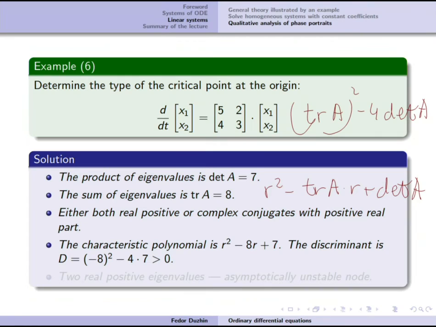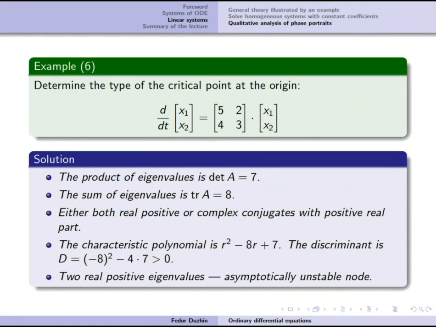So we get 8 plus minus the square root of the discriminant over 2. I don't want to do that. As long as it is clear that both of them are two real positive numbers, it means that they're different, real, positive, so we have an asymptotically unstable node, or nodal source.